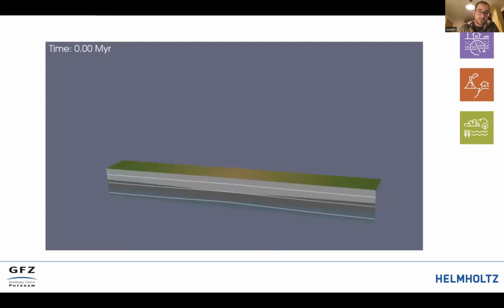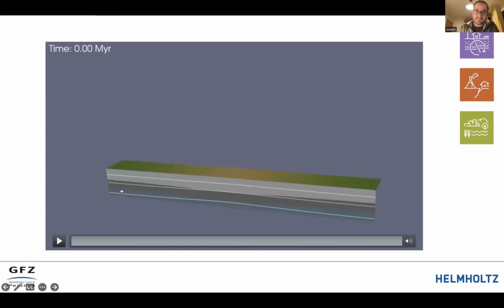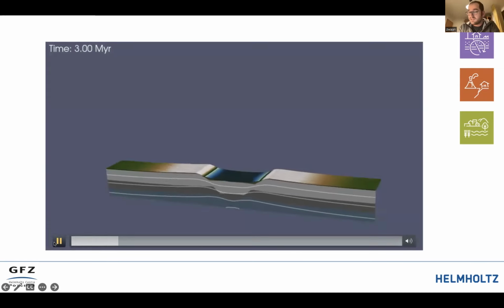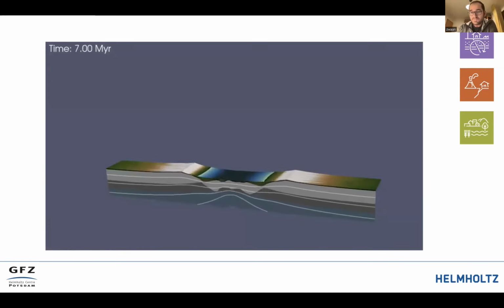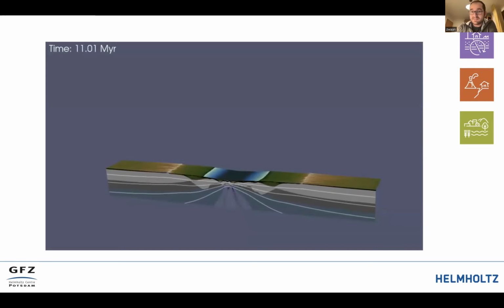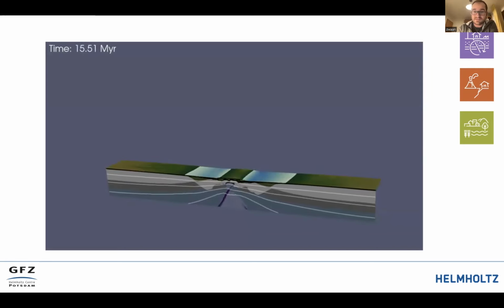This is one of the videos of one of the early models that I did. It's a little bit clipped here at the bottom. At the top here, you can see the surface. So that would be the surface processes. This is the upper crust and lower crust. And then there is the mantle below. And if we let it run, you can see that we have a rift developing, an ocean developing. And at some point now, it will start to close.